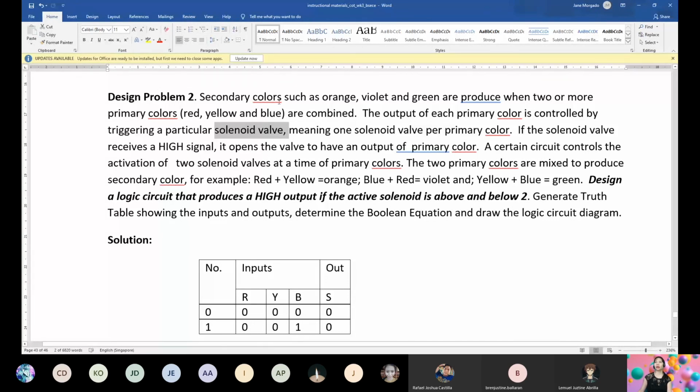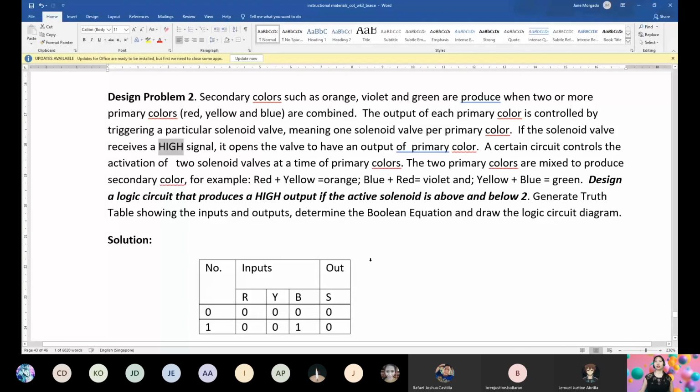Okay? So, you have one solenoid valve per color. Meron kang tangke, sa ilalim ng tangke, you have the solenoid valve, parang gripo. The solenoid valve with controls. Gripo na may electronic controls. So that is the solenoid valve. And then, if the solenoid valve receives a high signal, so take note when you say high signal, anong logic yan?